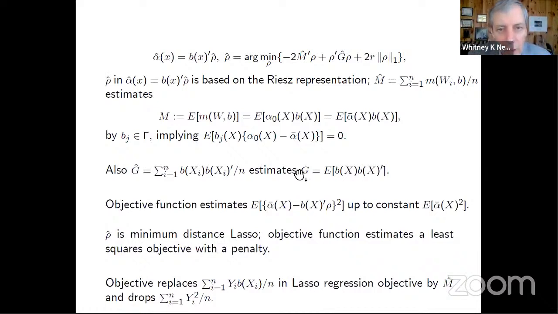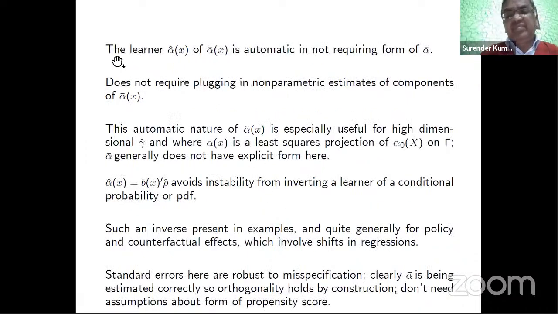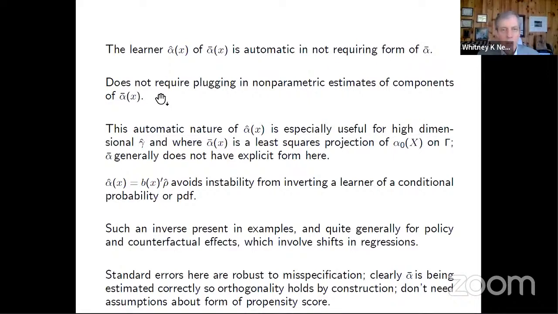So that's the interpretation of this alpha hat. It's just a linear-in-basis-functions approximation to the thing you need for the bias correction. Just to summarize: it's automatic and does not require the form of alpha bar, and does not require plugging in nonparametric estimates of components of alpha bar. It's especially useful for high dimensional gamma hat, where alpha bar is the least squares projection, which doesn't have a closed form anyway. It avoids instability from inverting a learner of a conditional probability or a PDF. Such an inverse is present in all of the treatment effect examples. Quite generally, for any policy or counterfactual effects, you're going to have an inverse of that to do the debiasing.